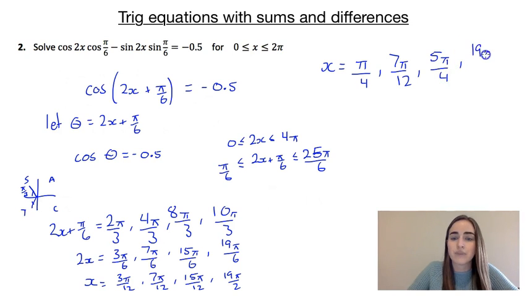and 19 pi on 12. That should have been a 12, not a 2. All right, so in this domain, we have 4 solutions to that equation.